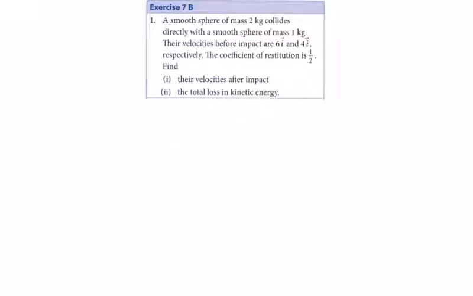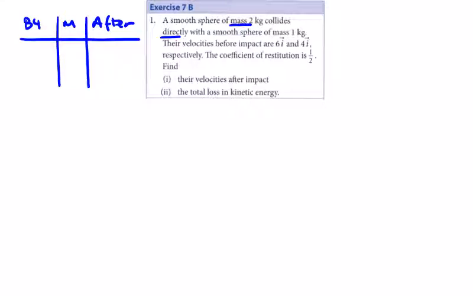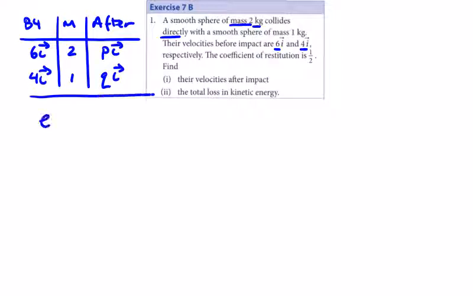So here we have a smooth sphere of mass 2 colliding directly. So it looks like they're both going in this direction. So let's set up a table for all of these questions. So we want before, we want their mass, and we want after. And that should help us then line everything up. So before, we have a 6 and a 4. So 6 in the i direction and 4 in the i direction. And the masses are 2 and 1. And we'll call afterwards p and q in the i direction. And we're also told that e is equal to 1/2.